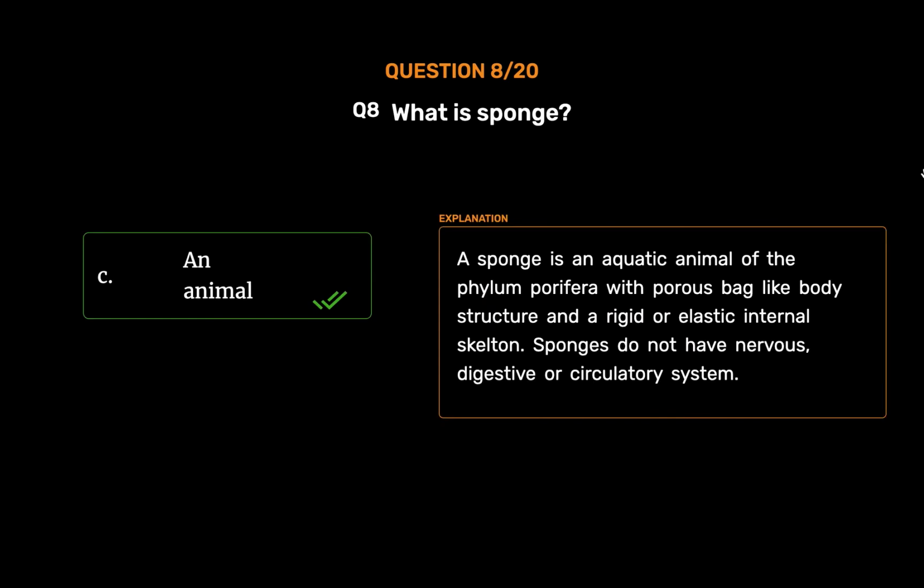An animal. A sponge is an aquatic animal of the phylum Porifera with porous bag-like body structure and a rigid or elastic internal skeleton. Sponges do not have nervous, digestive or circulatory system.